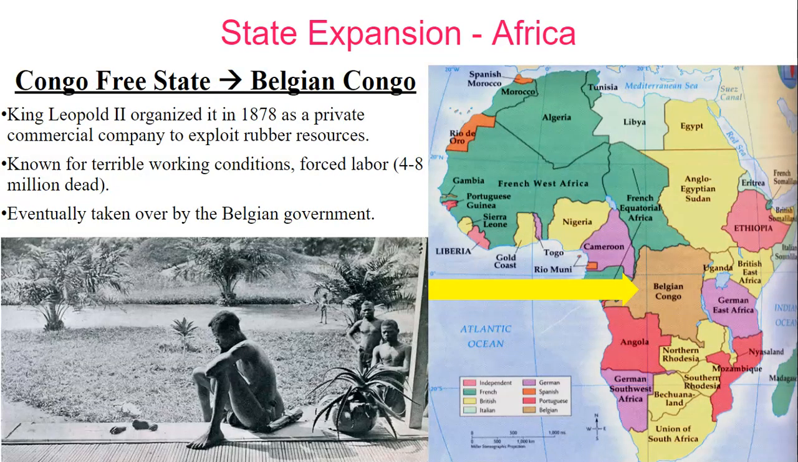Congo, it was a free state. It becomes the Belgian Congo. King Leopold II organizes it in 1878 as a private commercial company, just like the British East India Company once was, just like the Dutch East India Company. My point is, I'm making comparisons. So he sets up this private commercial company to exploit the rubber resources. Of course, the company was known for its terrible working conditions, and they forced labor onto people. 4 to 8 million people die. Of course, that's such a huge number. Is it four? Is it eight? We don't know. Numbers were not kept as well as they probably should have been. So eventually, because this private commercial company did such a bad job, the Belgian government just takes over the entire area.